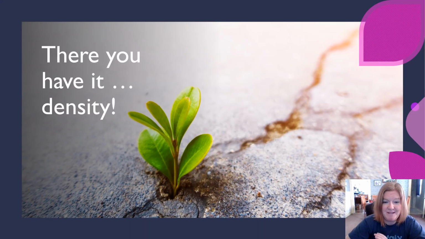And there you have it. There's a little bit about density, and hopefully you learned something new.